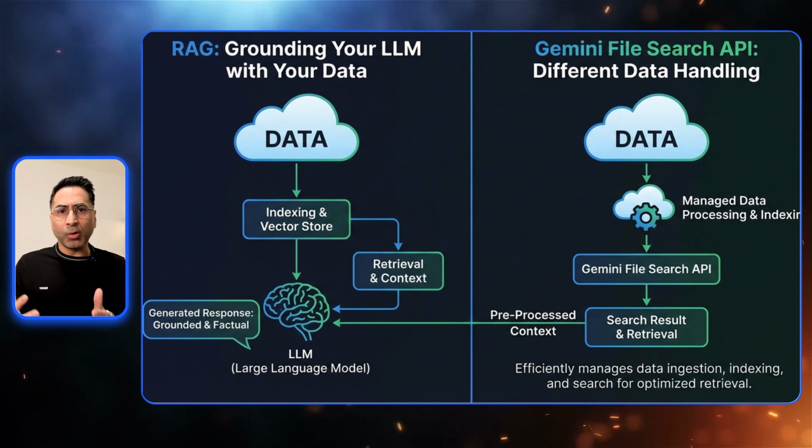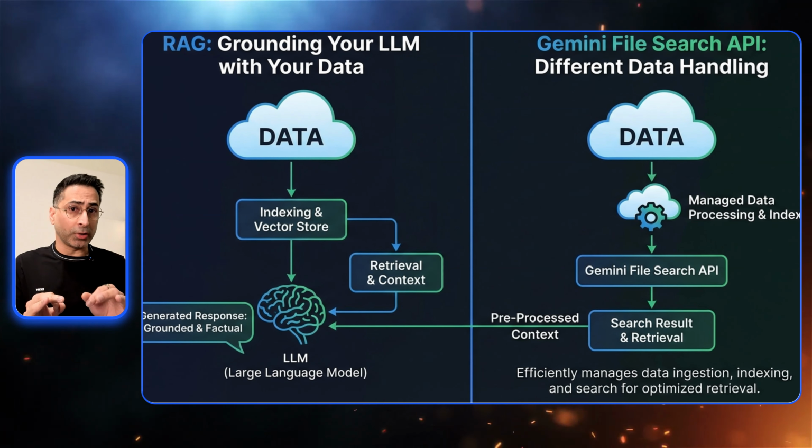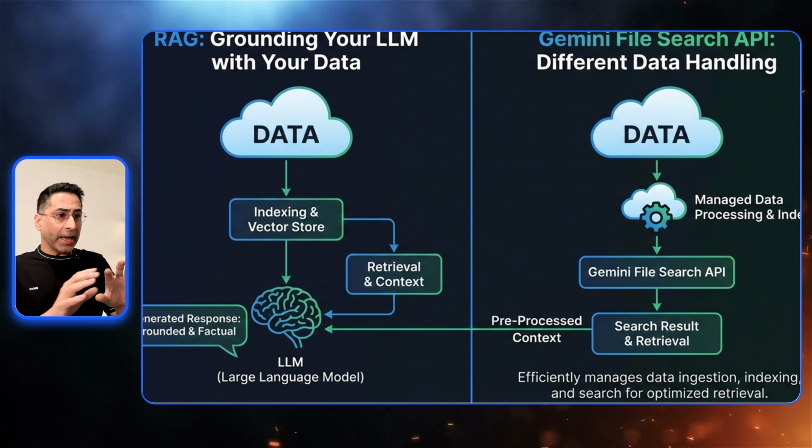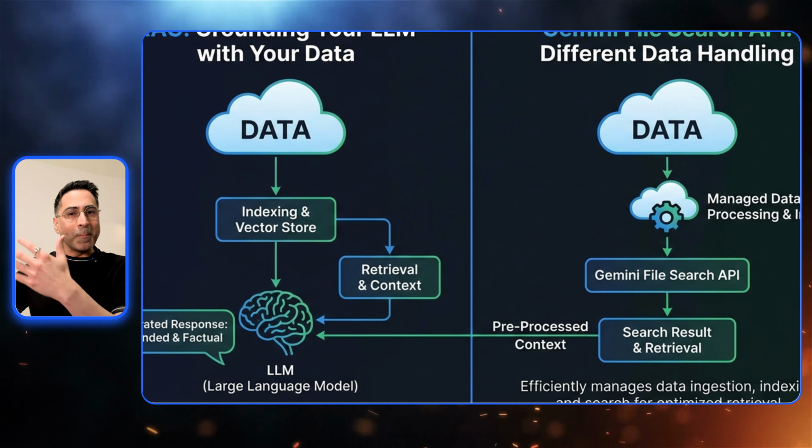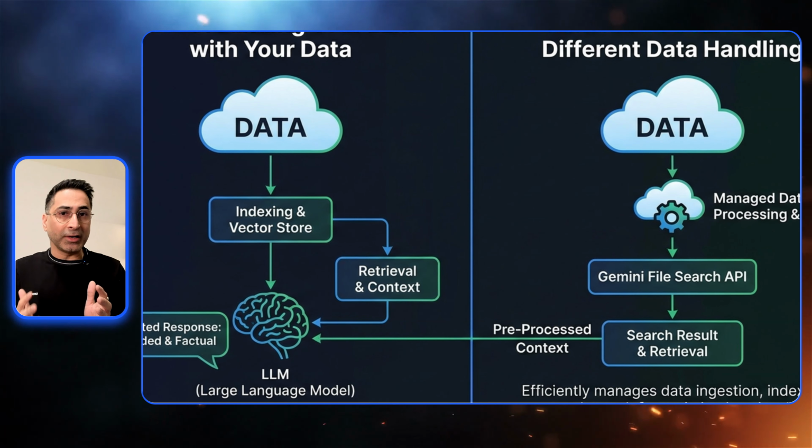But before we go there, I want to make sure we understand the fundamental difference between traditional RAG and a managed RAG leveraging Gemini's file search tool. So any RAG system is all about grounding your large language model with your data. So it all starts with data. And Gemini File Search API is different in how it manages the process of handling that data.